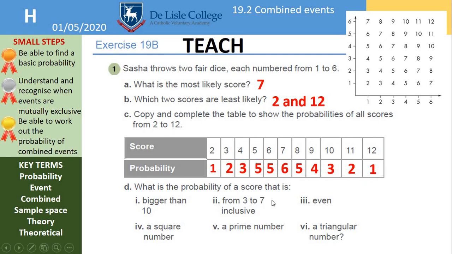Part D, what is the probability of a score then that is bigger than 10? So a score bigger than 10 is just 11 and 12. So that's 3/36, which is 1/12.